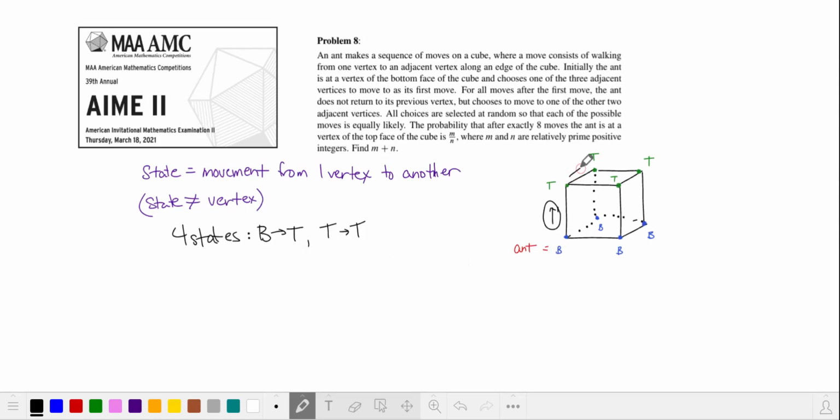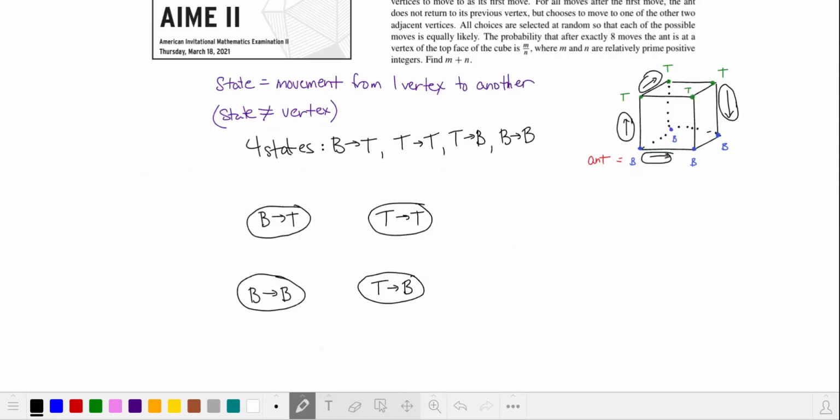Another state is the movement of the ant from one top vertex to another. Another state is the ant going from the top to the bottom. The ant can also travel from one bottom vertex to another bottom vertex. Let's draw our state diagram. Here are the 4 possible movements that our ant can take, and we're going to fill in the probabilities.